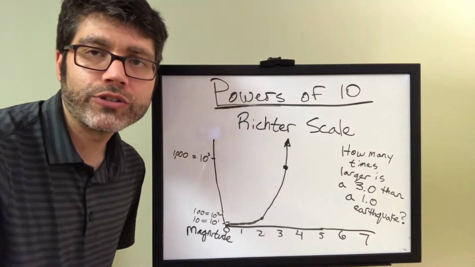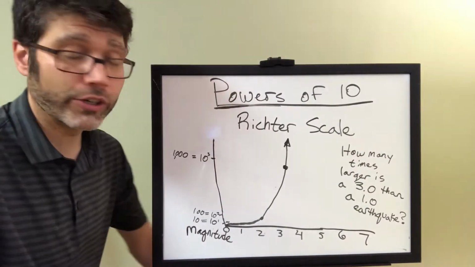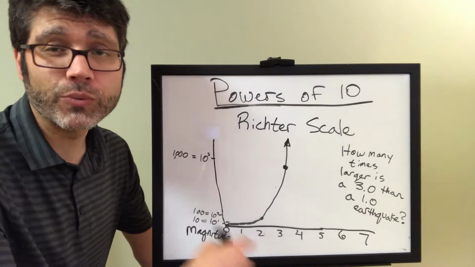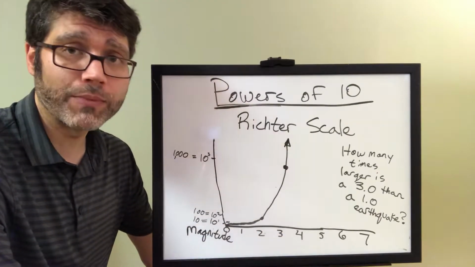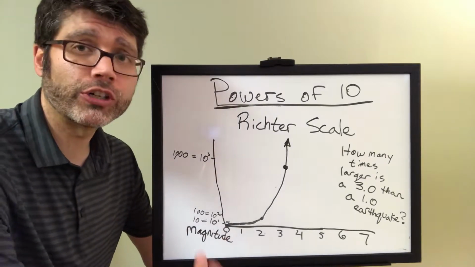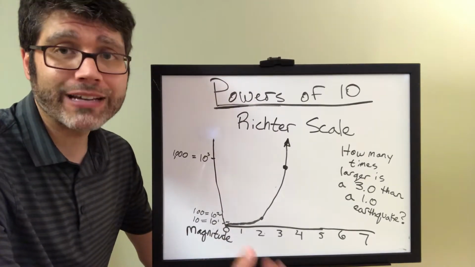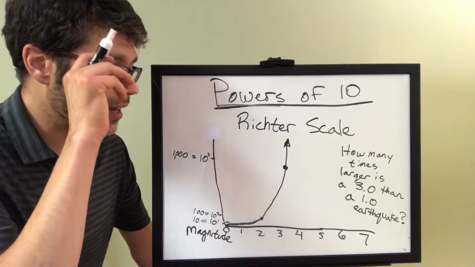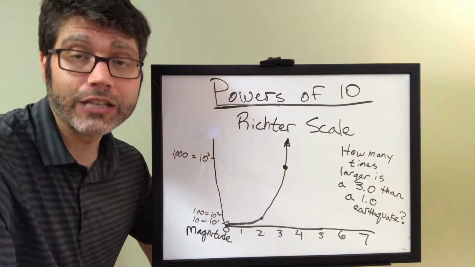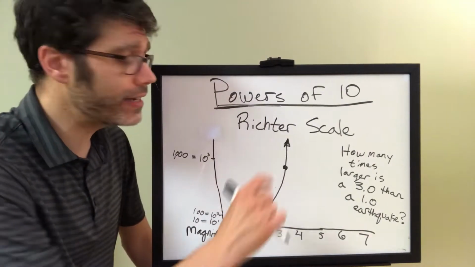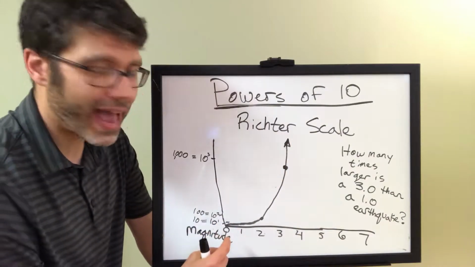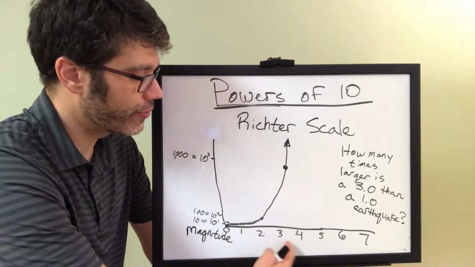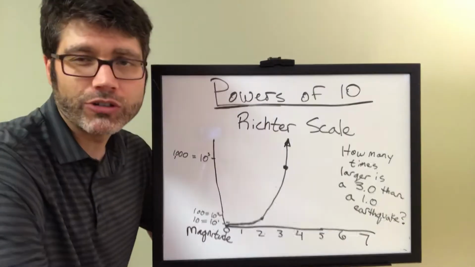All right, so I like to use a real world example of where we're using powers of 10. The Richter scale, you may have heard of it. Charles Richter in the 1930s came up with a way to measure earthquakes, or the magnitude or the impact of earthquakes. And so in this scale, we have magnitude 1 or 2 or 3, 4, 5, 6, 7, and it goes all the way up to 10.